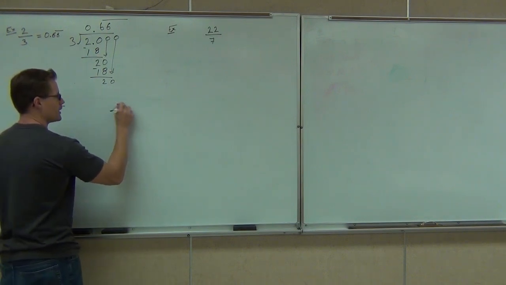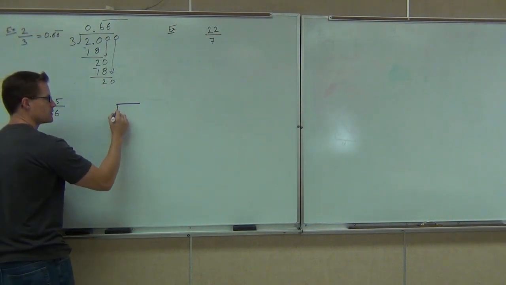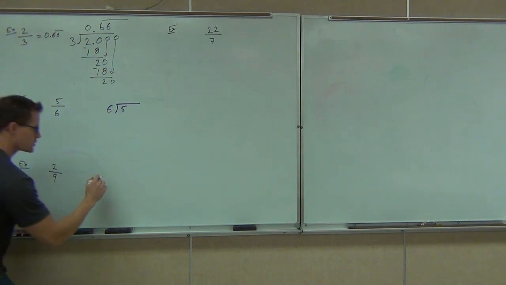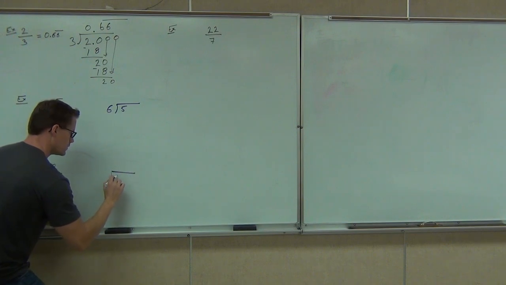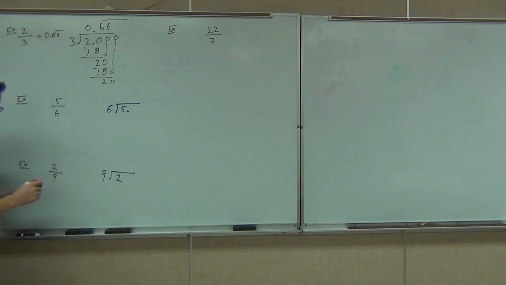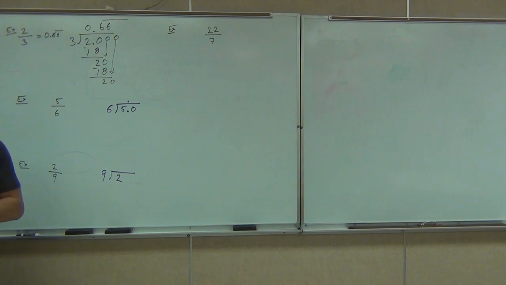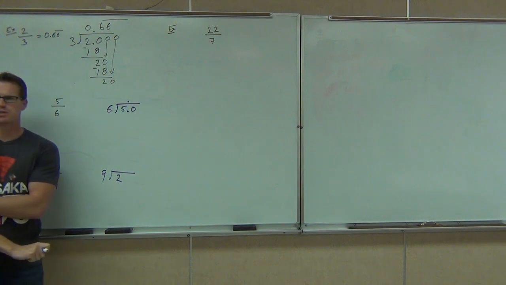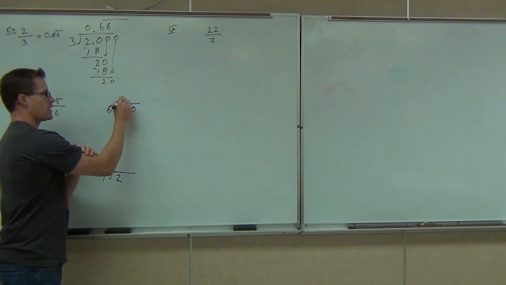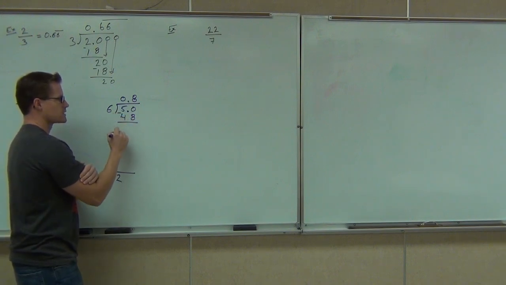So our 5/6. If you're working on it right now, what goes on the inside of our symbol, the 5 or the 6? 5. Good, because it means 5 divided by 6. And down here you should have 2 divided by 9. Of course, you mean 5.0 probably with a decimal up there. How many times does our 6 go into our 50? 8 times. Good. So 0 for our 5, but 8 for our 50. 48. If we get 48, we'll subtract, and we get 2.